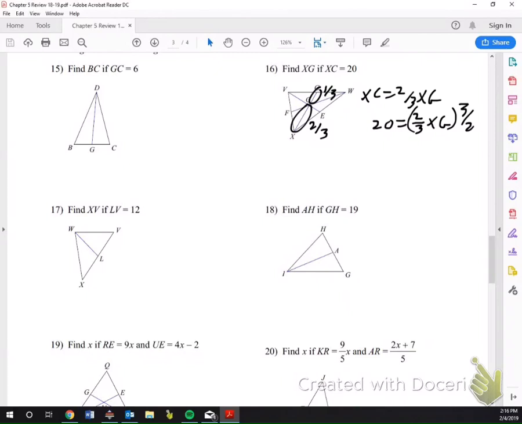We're going to multiply both sides by 3/2 because that's how we get rid of fractions. When we want to move a fraction to the other side, we multiply by its reciprocal. So multiply both sides by 3/2 and we get 30 equals XG. That makes sense because 20 is in fact 2/3 of 30.